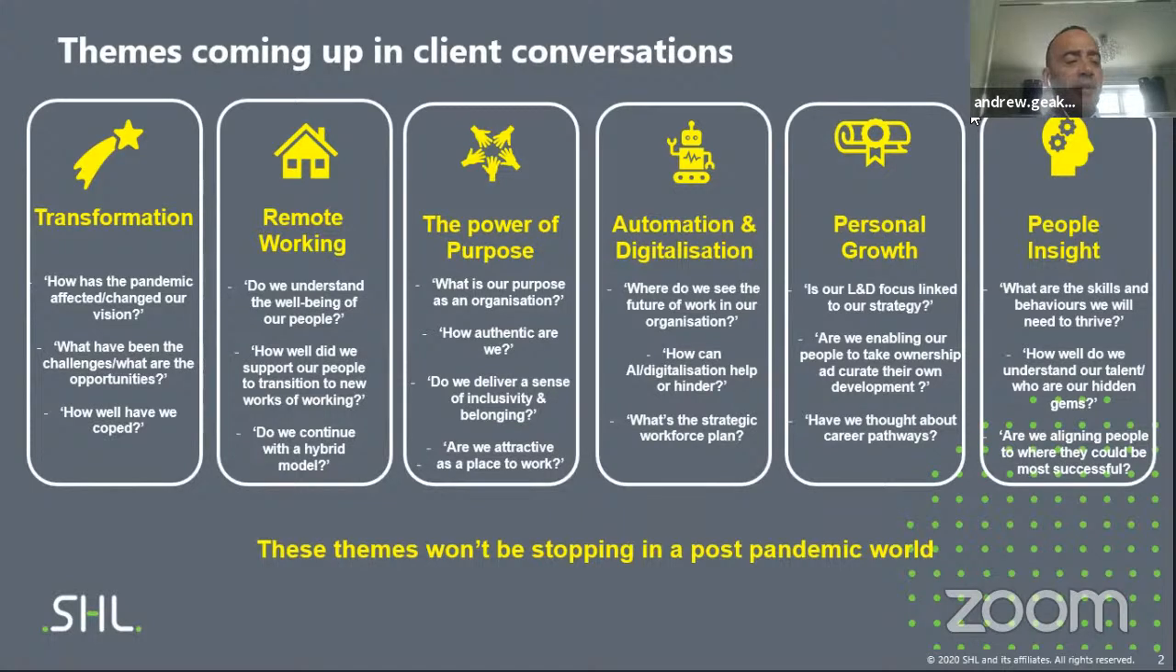So rather than just thinking about, okay, well, I need this skill for this job, it's actually thinking about what are we going to need going forward? Which of these jobs are going to be impacted by digitalization, automation? What does that mean in terms of how we start to work together? What does that mean in terms of how people start to learn? And I think these themes will continue in that post-pandemic world and resonate more and more.